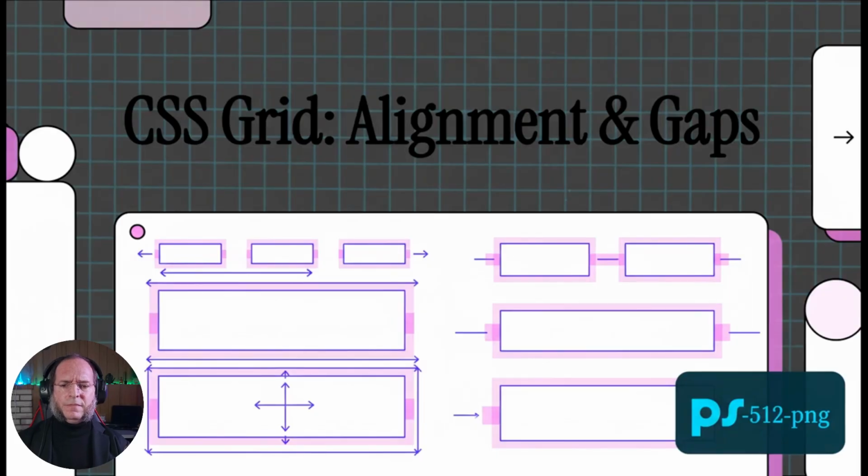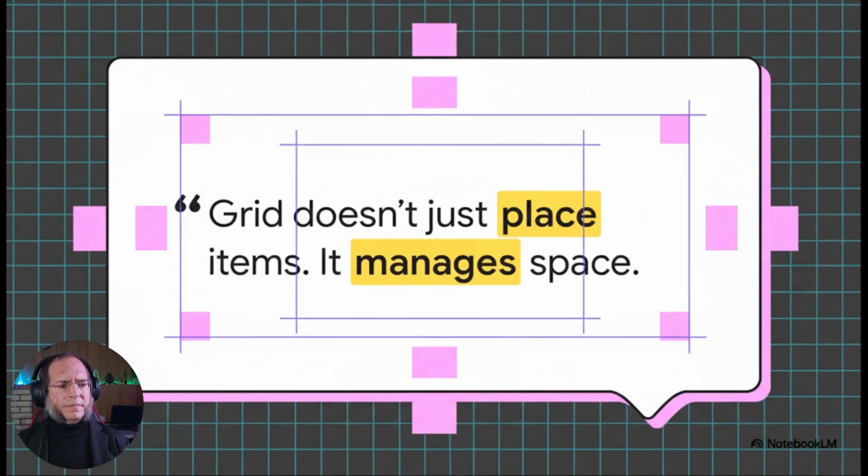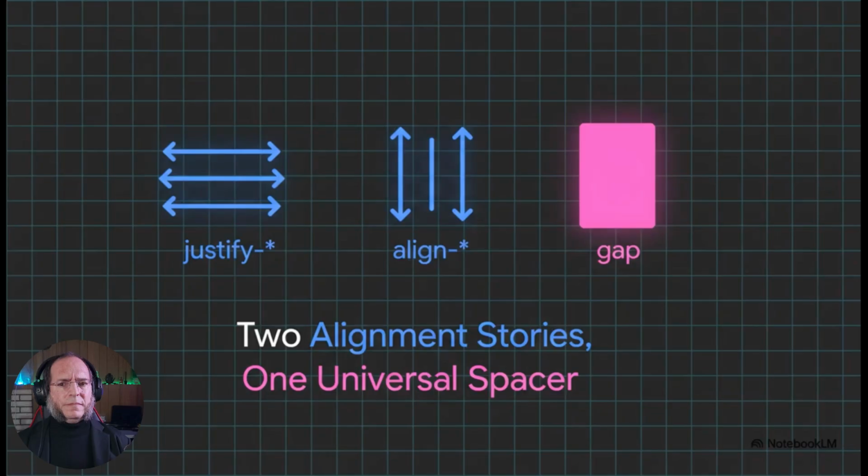All right, let's get one thing straight about CSS Grid. It's not what you think. It's not about placing boxes. It's about owning the negative space between them. And it's simple. You just need to know two alignment stories and one awesome spacer.